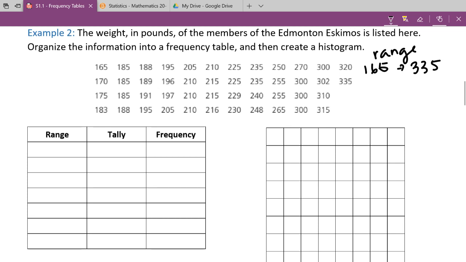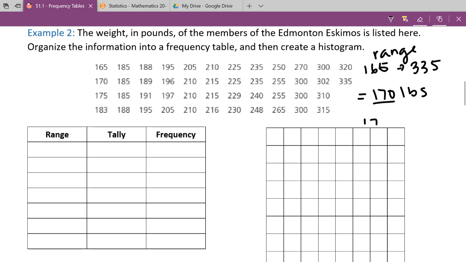The difference between those two, if I do 335 minus 165, is 170 pounds. Starting to think if I split this into sizes of 10, I'm going to have 17 groups. That's a little too many. I don't really want to split this into groups of 17 because that's not a really nice number. Again, that'd be like looking at 167 pounds, and then now all of a sudden 168 is a different category.